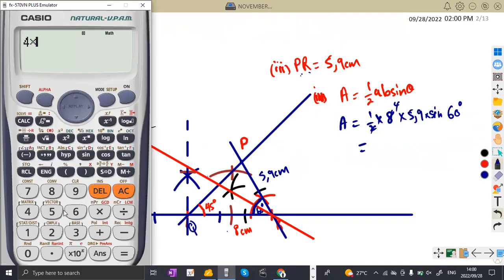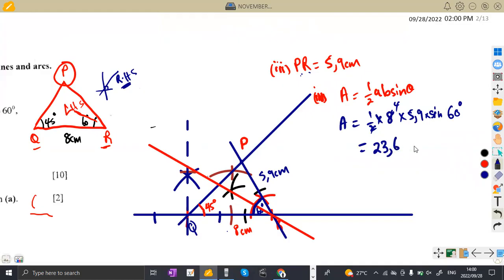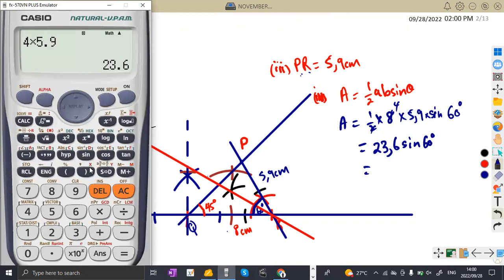So you can just use your calculator: 4 times 5,9, which is going to give us 23,6. So 23,6 times sine 60 degrees. Make sure also your calculator is in degrees. So this is 60 degrees like this. And if we change this to a decimal, it's going to be 20,438, something like that.